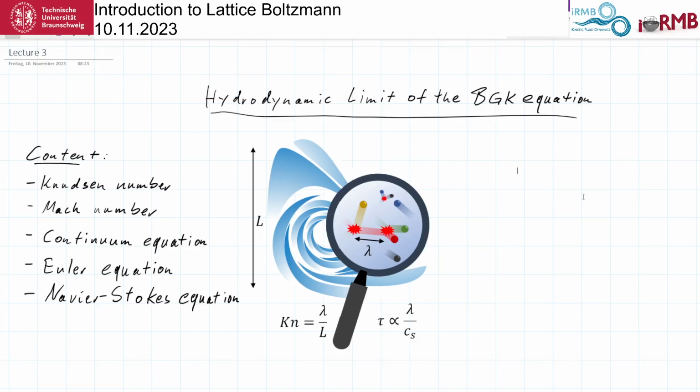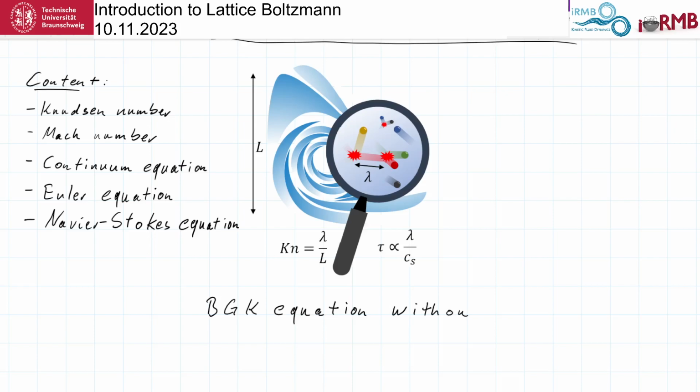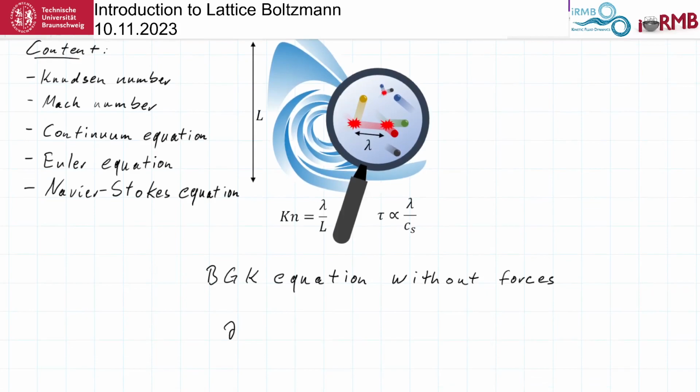So how does the Navier-Stokes equation drop out of the Boltzmann equation? So we don't use the full Boltzmann equation, but we start already with our reduced Boltzmann equation, so the BGK equation. And I write it here now without forces. We can talk about forces later, but first write it without forces.